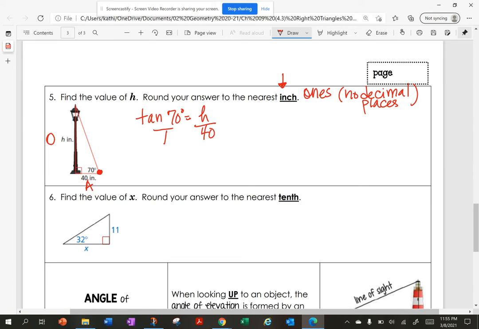So this is like equivalent fractions where my denominator is 1. So to solve for h, I write the number first, 40 times the tangent of 70 degrees, and I'm dividing by 1. So when I put this in, rounding to the nearest whole number, I get 110 inches.